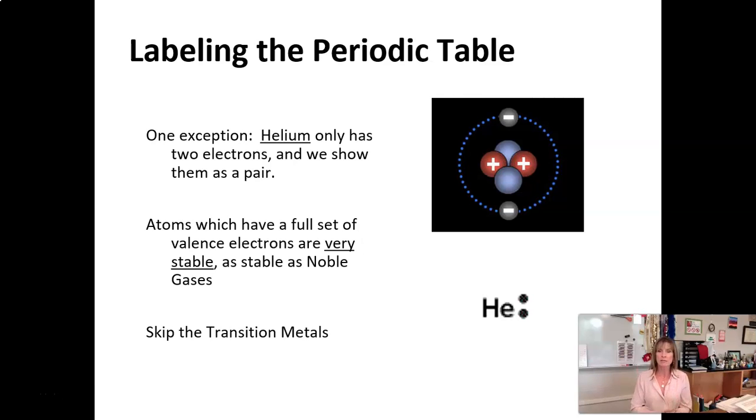Atoms which have a full set of valence electrons are very stable, like those noble gases. So that's what all these atoms are trying to do. Remember, Octet Rule, they're trying to lose, gain, or share electrons in order to get that full set of 8. Please skip the transition metals.